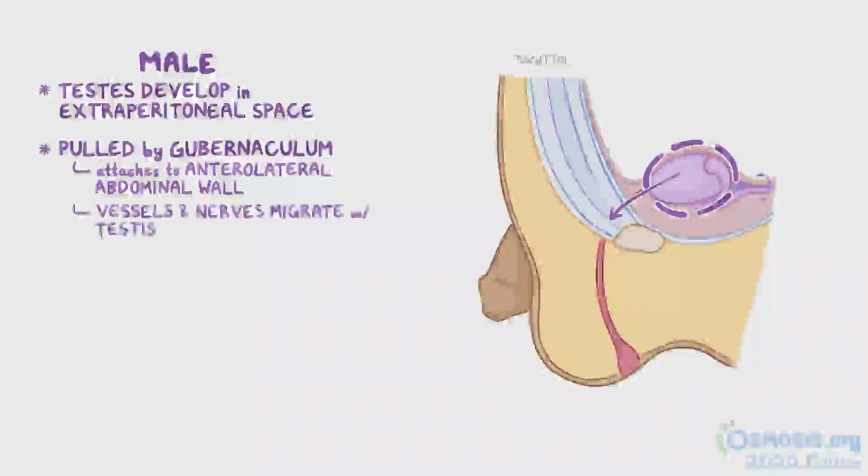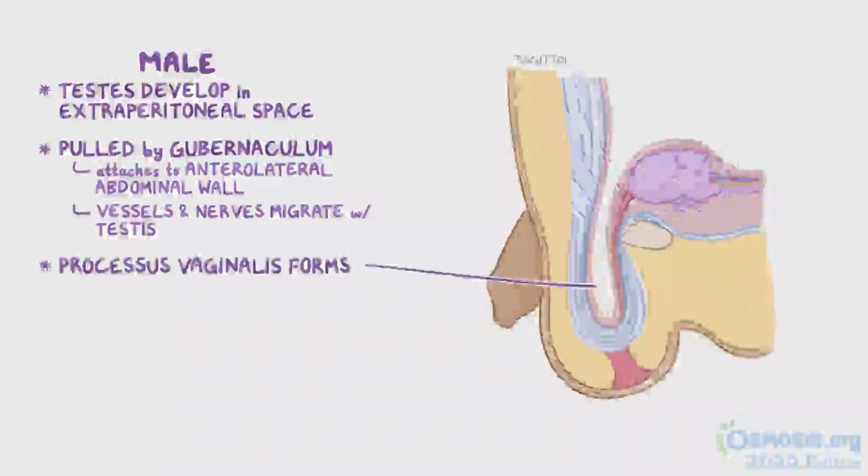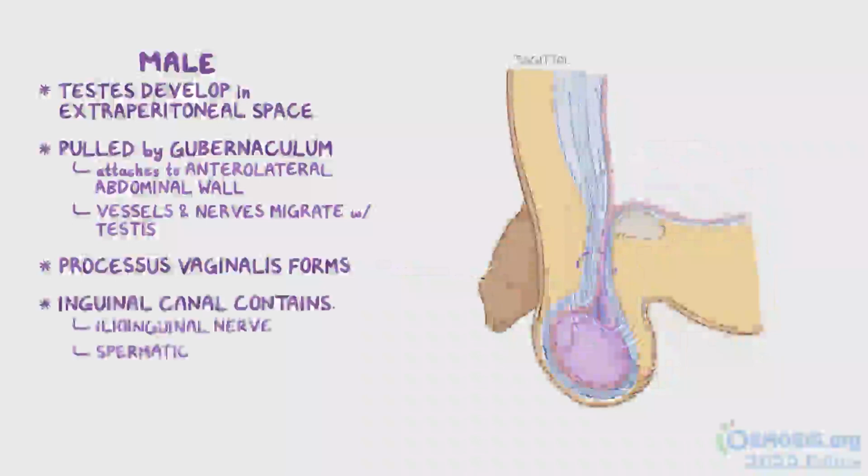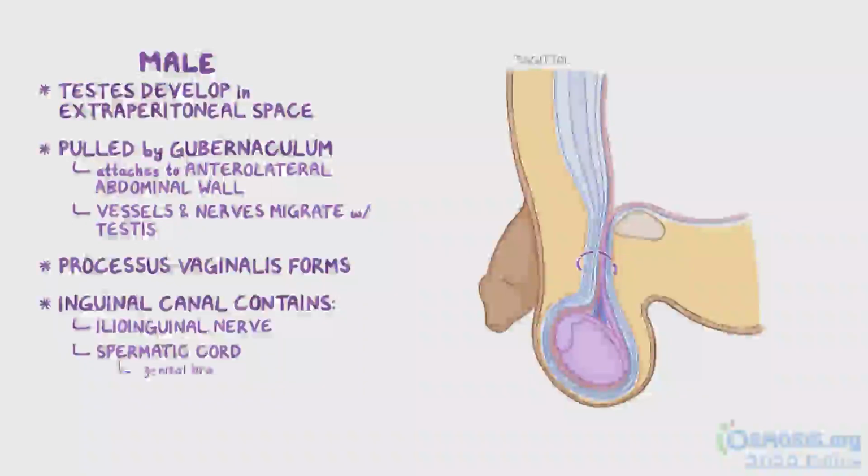When the testis gets closer to the anterolateral abdominal wall, a peritoneal outpouching called the processus vaginalis forms and pulls the layers of the anterolateral abdominal wall with it into the developing scrotum. The testis then follows the processus vaginalis into the scrotum. In males, the inguinal canal contains the ilioinguinal nerve and the spermatic cord, which includes the genital branch of the genitofemoral nerve.